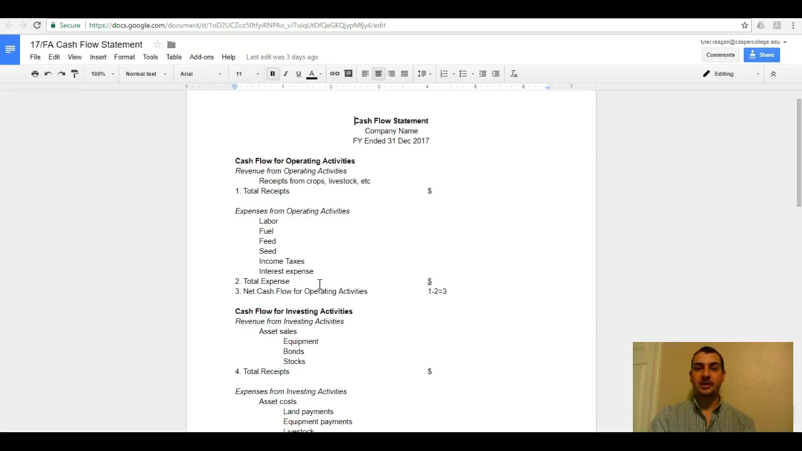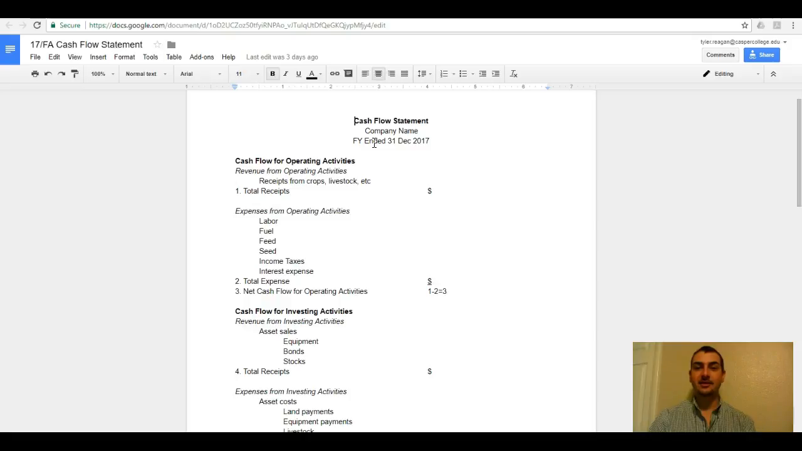Whenever you're setting up a cash flow statement, the first thing you want to do is give it this little header up here. You want it to say cash flow statement, followed by the company name, and then fiscal year ended, say, 31 December of 2017. Make sure you have the title, company name, and when the fiscal year is ending. That becomes very important because for some businesses the fiscal year may not end in December, but might end at the end of September.